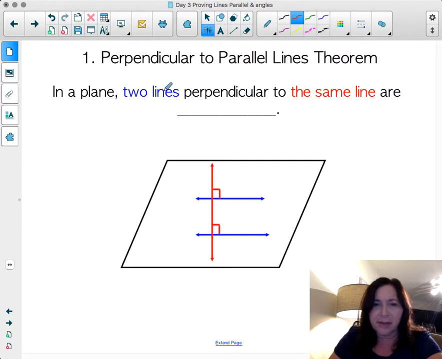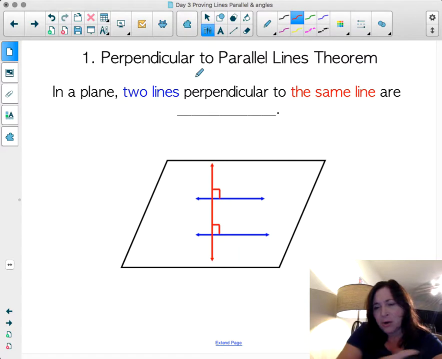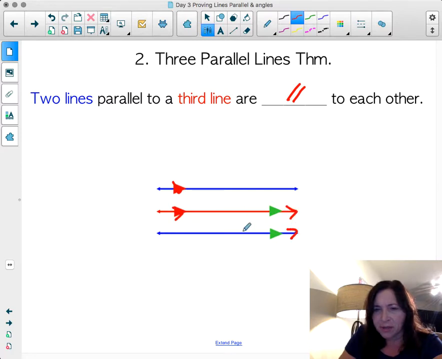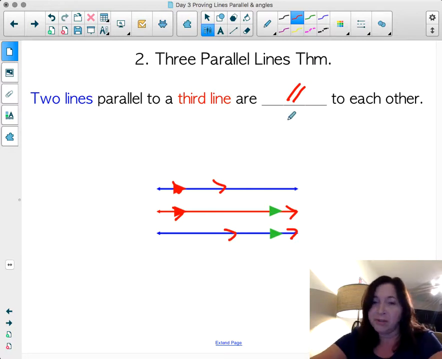So delving into the perpendicular to parallel lines theorem, that's a theorem you would use for a proof. In a plane, two lines perpendicular to the same line are parallel. Number 2, the 3 parallel lines theorem. Two lines parallel to a third line are parallel to each other. Again, this is parallel to this. This is parallel to this, which makes this top one parallel to the bottom. And that would be by the transitive property also.